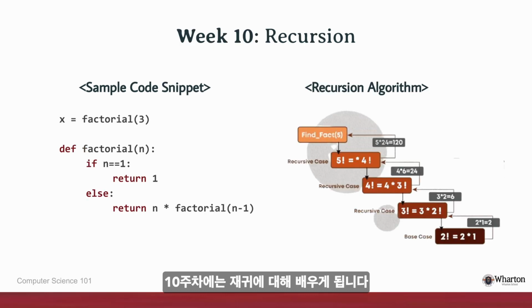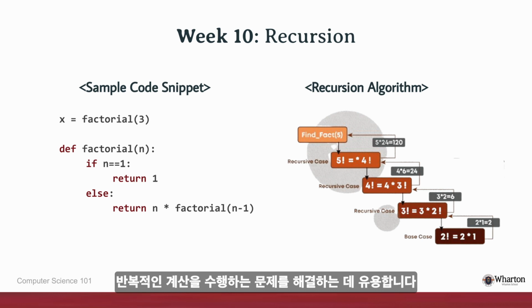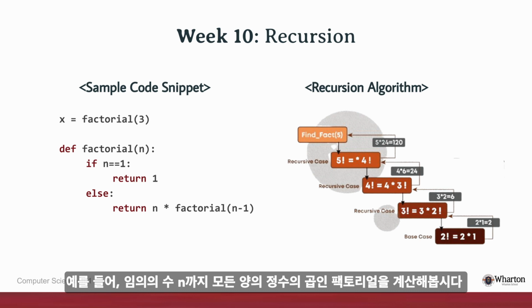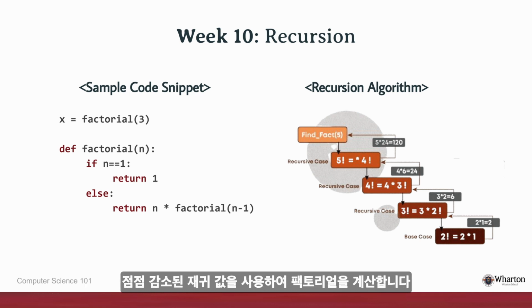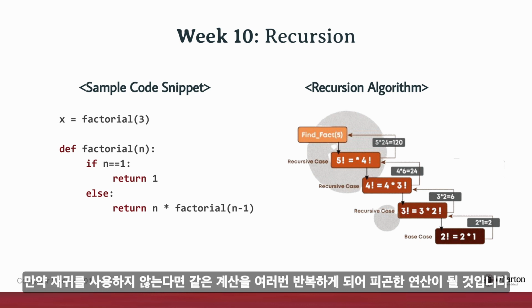In Week 10, we delve into recursion, a powerful concept where functions call themselves. Recursion is particularly useful for tasks that involve repetitive operations, such as calculating factorials, the product of all positive integers up to an arbitrary number n. With recursion, the factorial of a number is calculated by having the function call itself with a decremented value until it reaches 1. It would be a complex, iterative process without recursion.